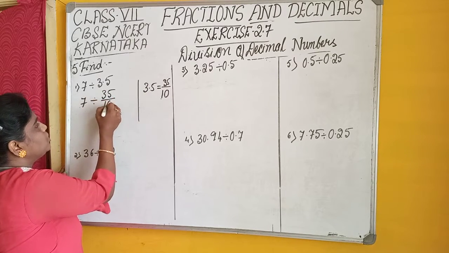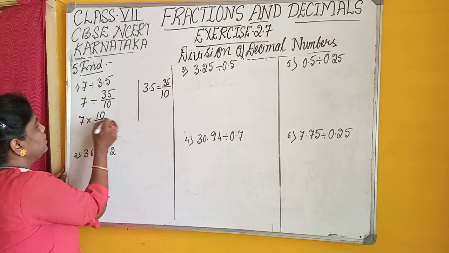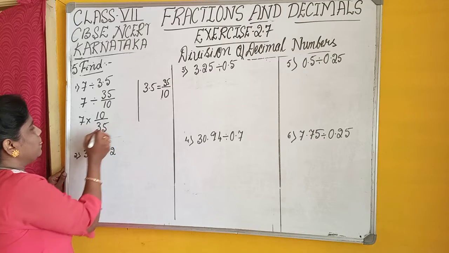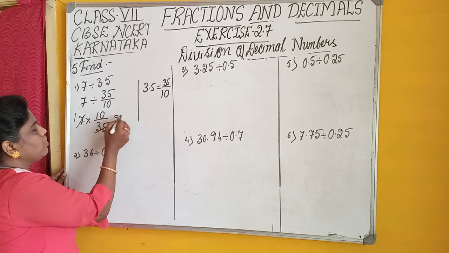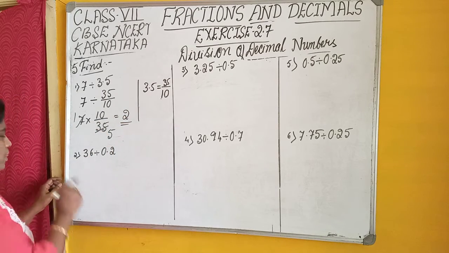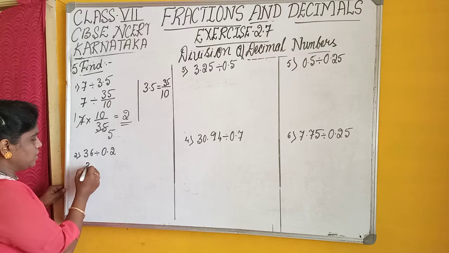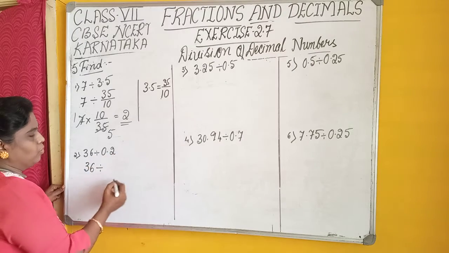Now, do the division as usual. 7 into 10 by 35. That is equal to 7 ones are 7, 7 fives are 35, 5 ones are 5, 5 twos are 10. It cancels. Yes. Here 36 is written as it is, divided by 0.2.